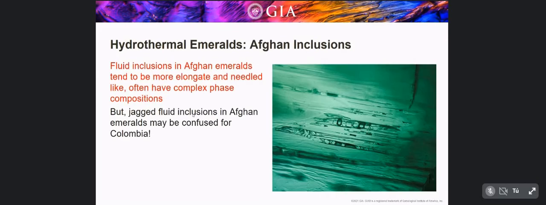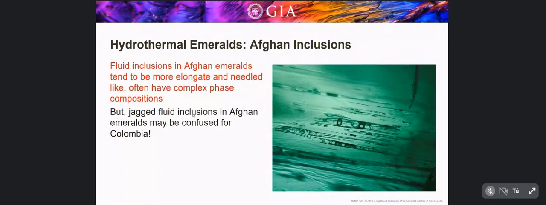Now, among the hydrothermal metamorphic deposits, one of the other main deposits is going to be Afghanistan. So we don't really see many Chinese stones in the market, especially not in the international market. There might be some Chinese emeralds going around in China itself, but those stones don't really reach the international market very much. So if you see that hydrothermal metamorphic type spectrum, it's either going to be Colombia or it might potentially be an Afghan emerald.